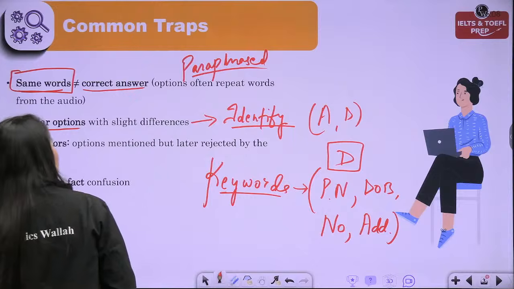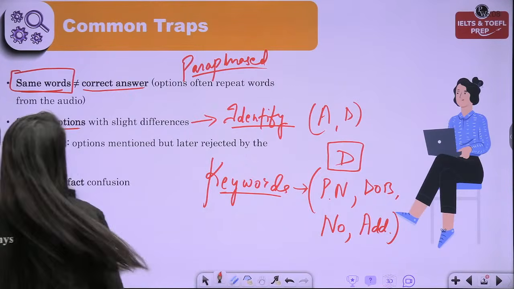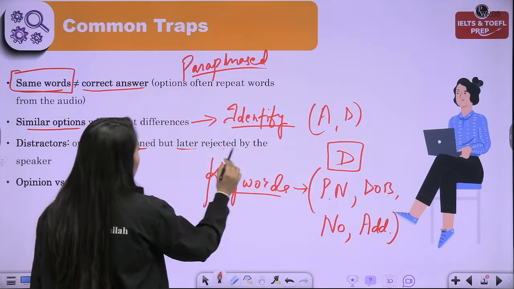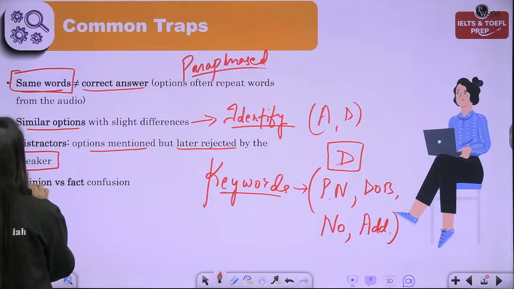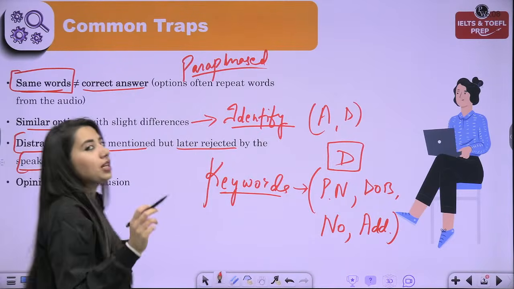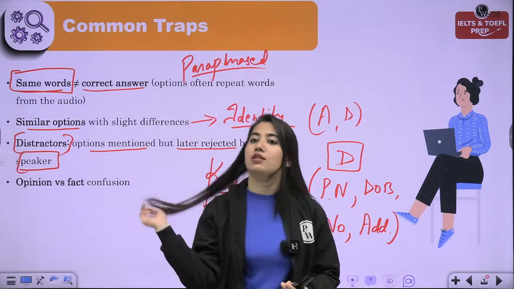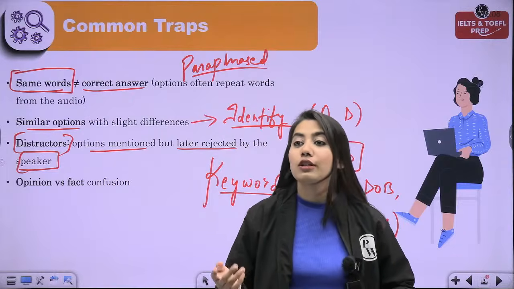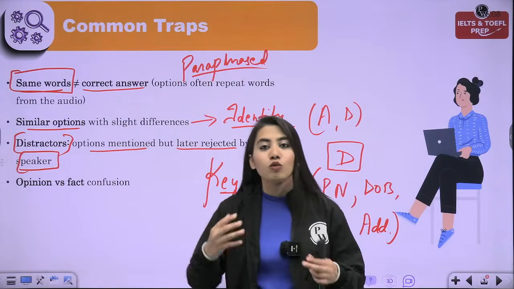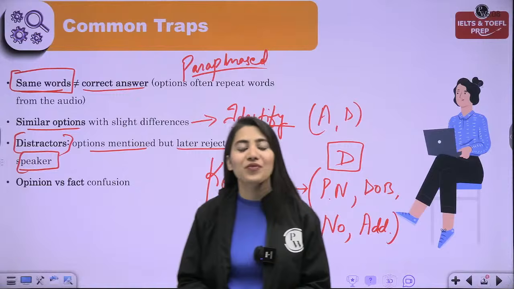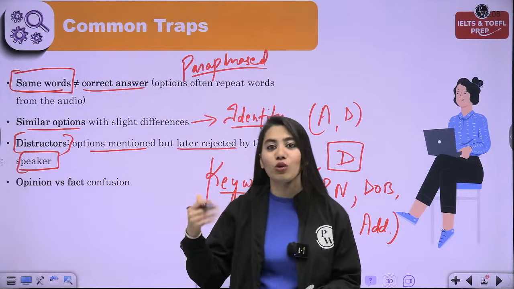Later, now what did we do with distractors? Options mentioned, but later rejected by the speaker. Sometimes this also happens. How? In the audio, they are telling you about something first. But later what they're doing is that they change their own opinion themselves, and you don't actually get to know that they did so.